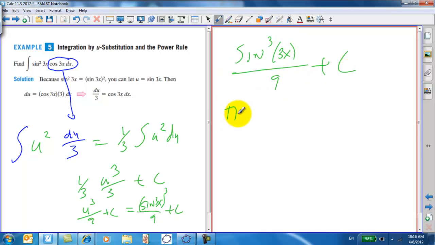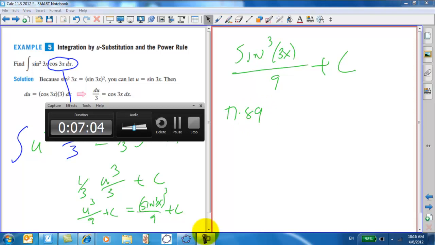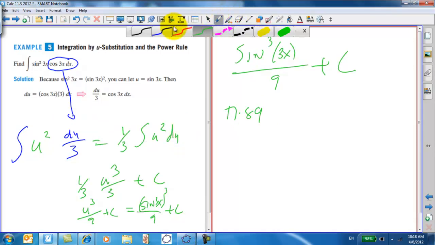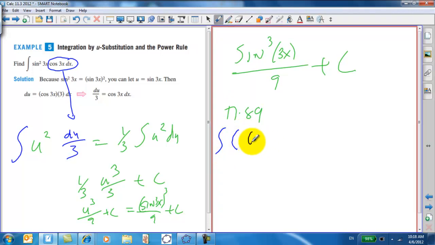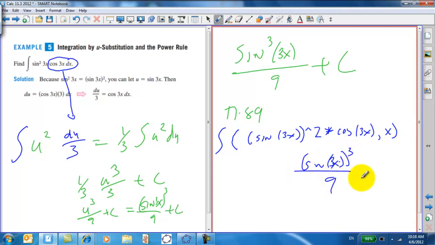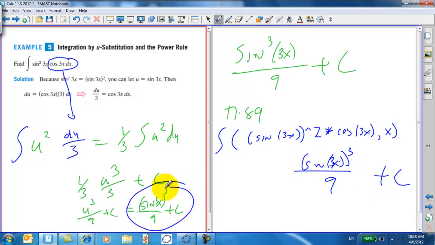Let's see how the TI-89 does on this one. It did a great job. First, be careful in entering your integral. Left parenthesis, and then left parenthesis sine, left parenthesis 3x, right parenthesis, and we want to take all of this and raise it to the 2. Then times cosine 3x with respect to x. And it actually says sine 3x, all that quantity cubed over 9. Don't forget, though, to add the constant of integration. So I'd accept it like this or like this.